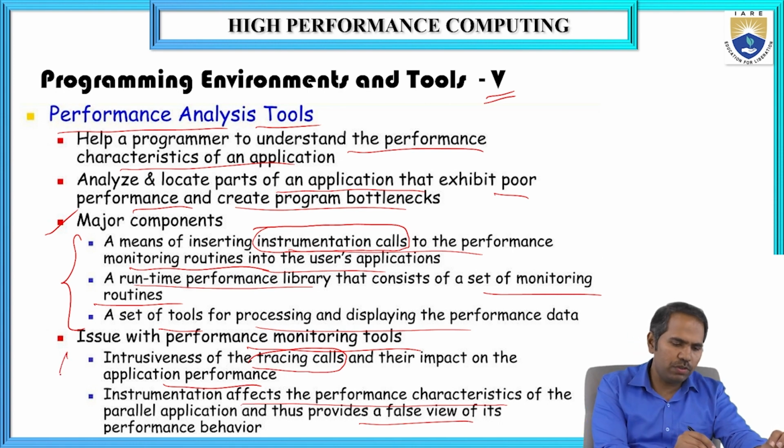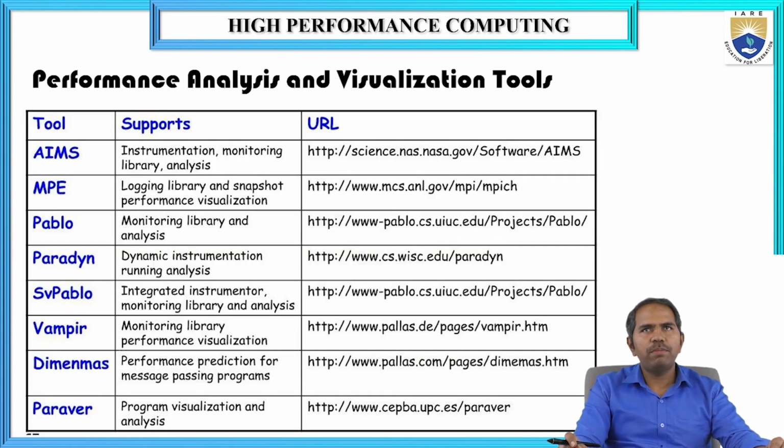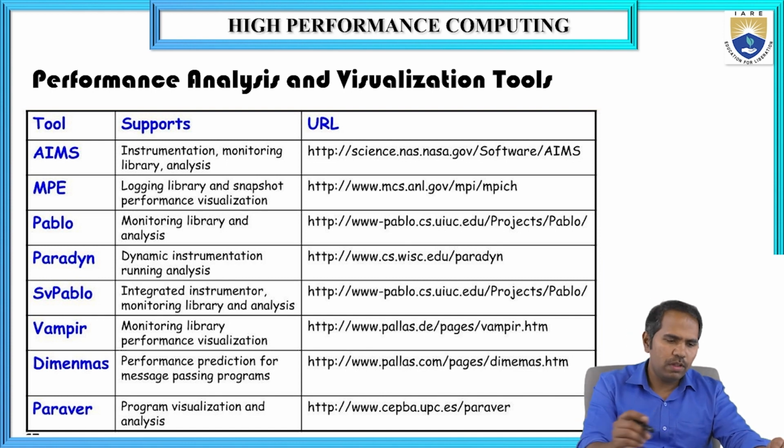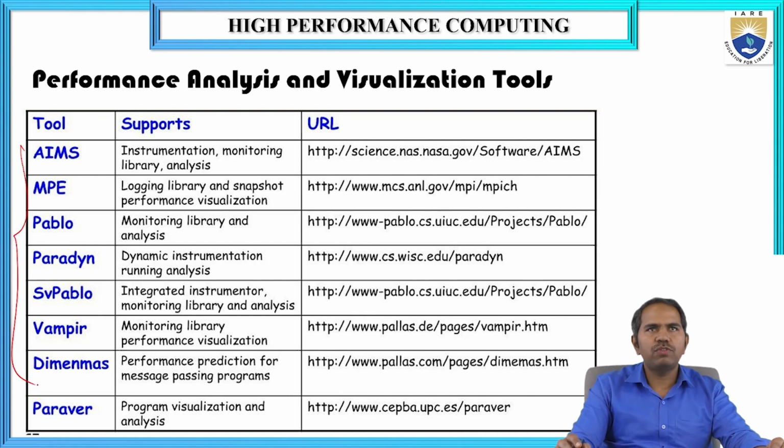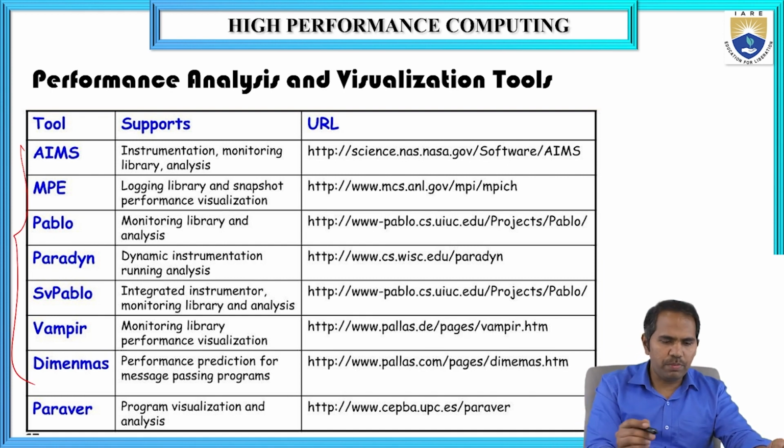So these are all the two issues. Now here, performance analysis and visualization tools. This is the list out here. One table I have done. What is the tool? AMS. The first tool is AMS, which is supported for instrumentation, monitoring, library, and analysis.